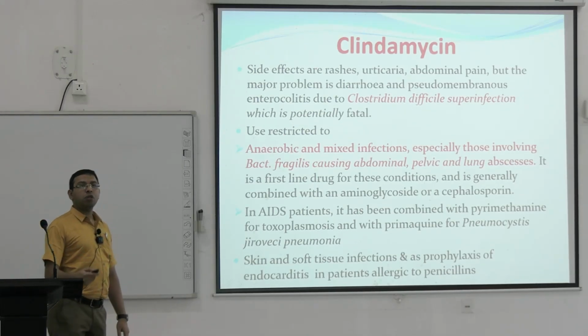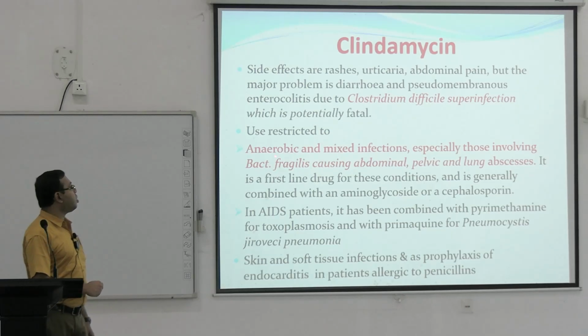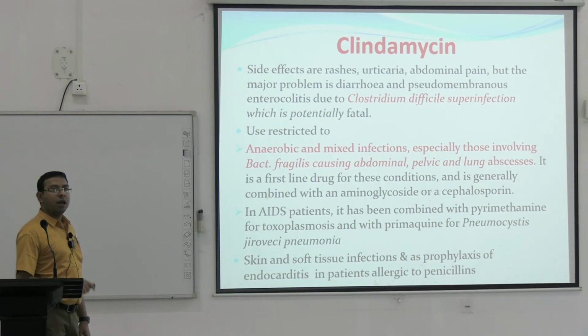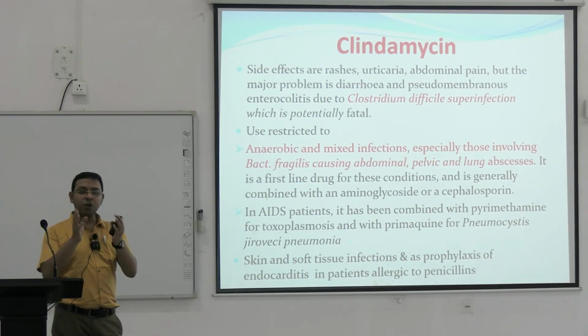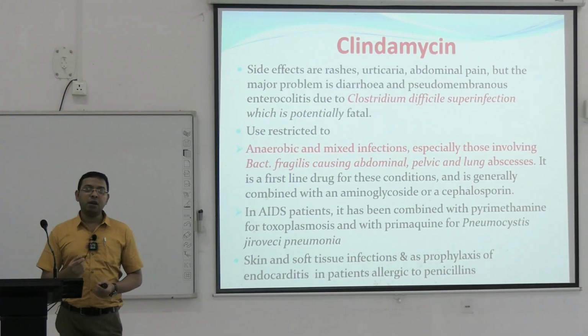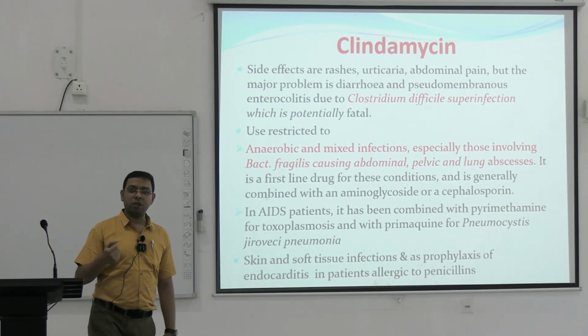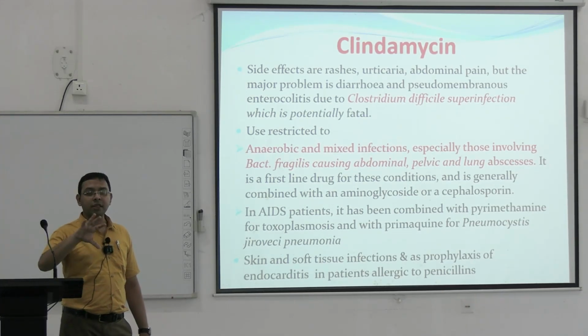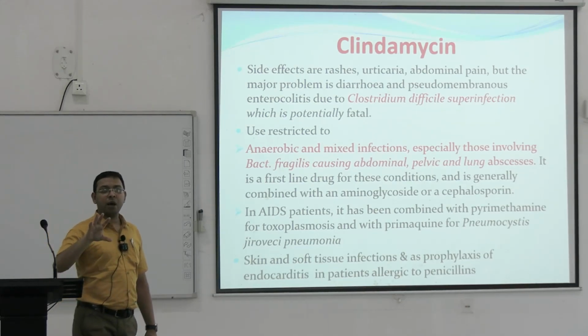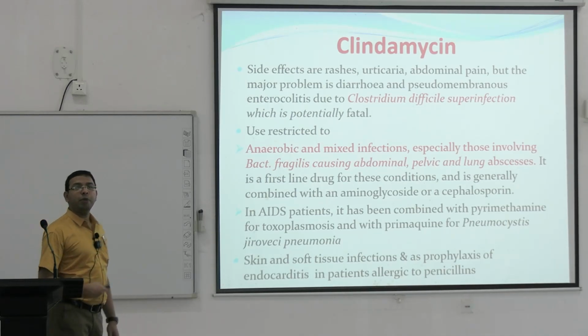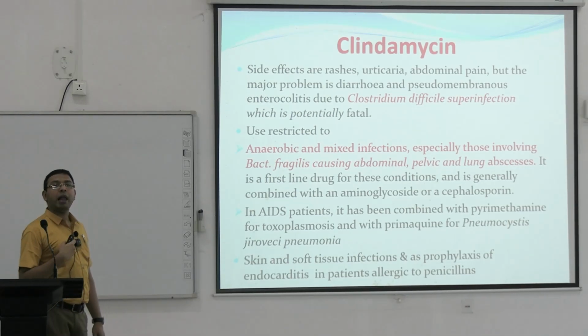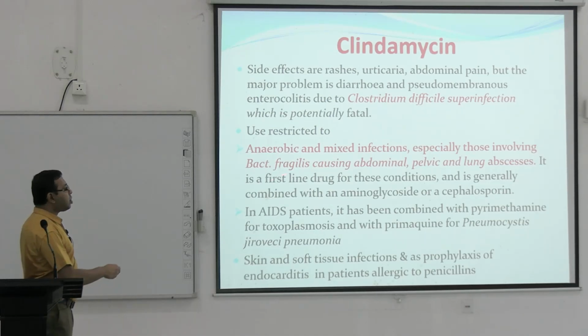So now the use of clindamycin is usually restricted to anaerobic and mixed infections, especially those involving Bacteroides fragilis, and this mainly causes abdominal, pelvic and lung abscesses. Inside an abscess there is no oxygen, so the bacteria also cannot get oxygen. So usually the anaerobes thrive within some abscess. So if there is an abscess cavity, here we can use clindamycin. Mainly abdominal abscess, very common, or lung abscess. Here we can use this.